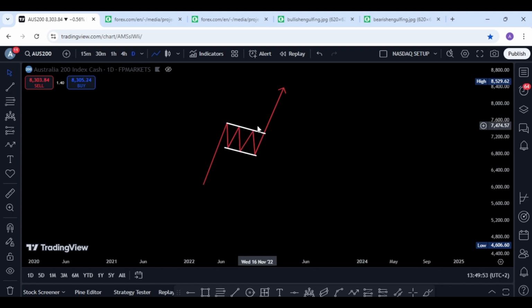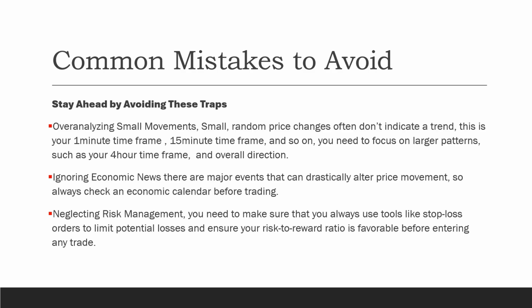So this will be a flag. Yeah. So yeah, I think that's about it for the tools that you could use. Guys, yes, we are done with the tools that help analyze price movement.